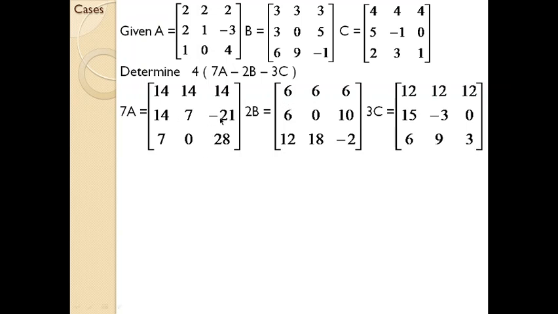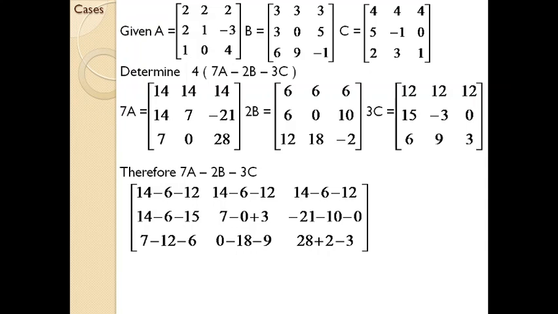So we have 7A, 2B, and 3C. But in the question you are asked to determine 4 into 7A minus 2B minus 3C. So let's deal with the statement. As per the statement, let's take the subtraction of these three matrices which we have found. So 7A minus 2B minus 3C can be computed by using the basic mathematical operation of matrices which we have learned in the previous slides, that is subtraction of a matrix.